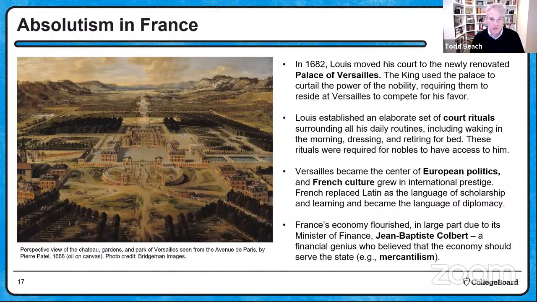France's economy flourishes in part because the Minister of Finance at this time is Jean-Baptiste Colbert. He believes that the economy should serve the state, and we have this economic idea of mercantilism, where we're going to capture everything we can to serve the state and the state's ends.